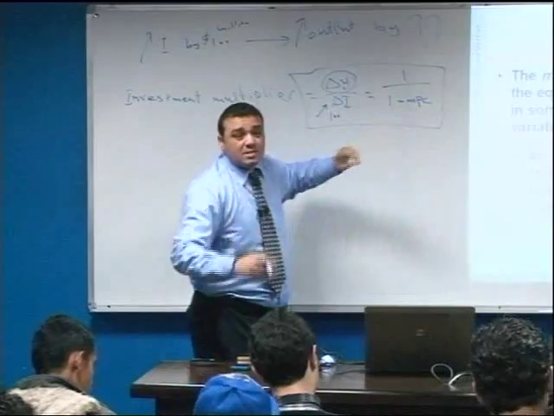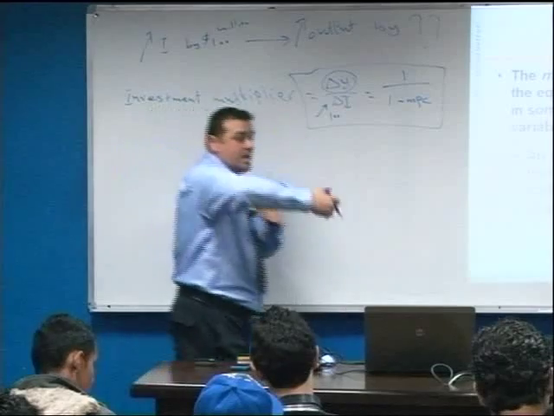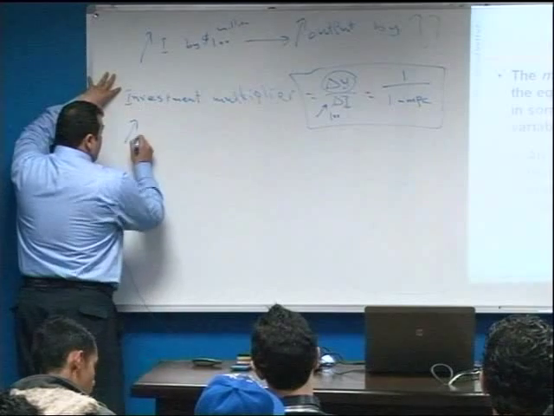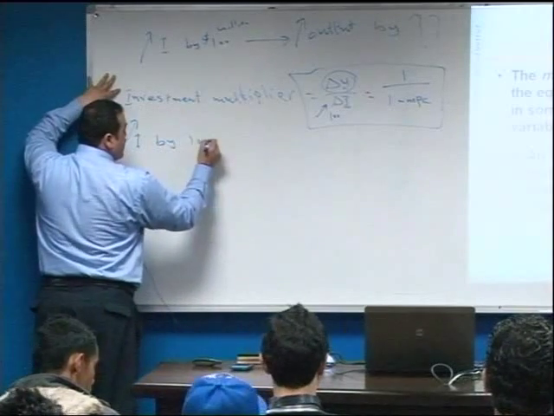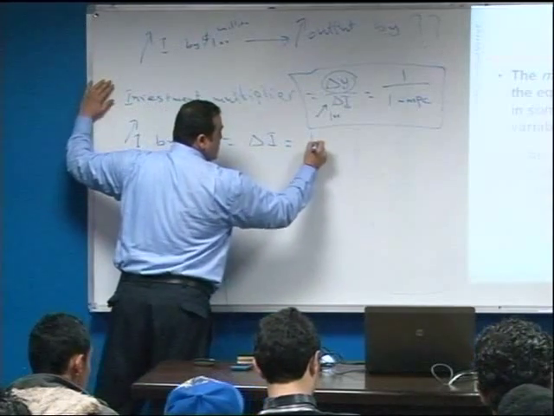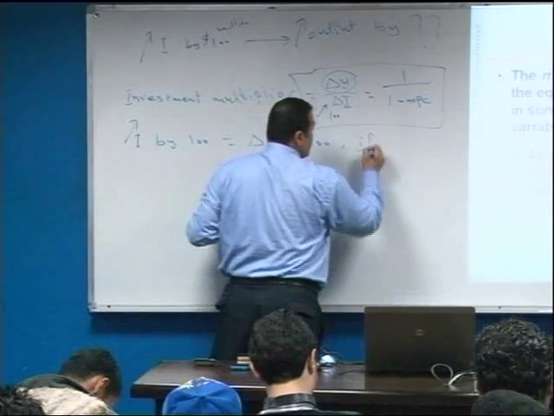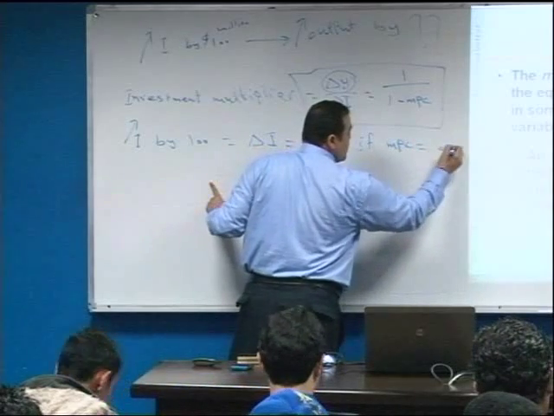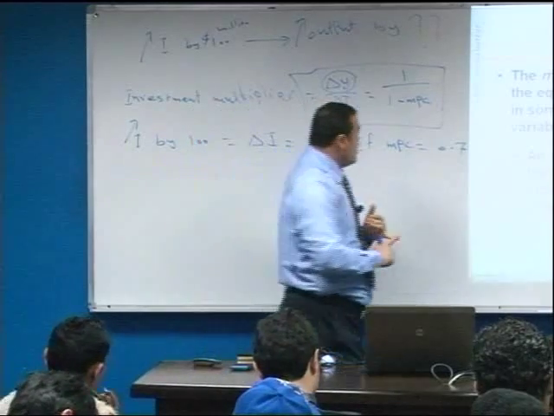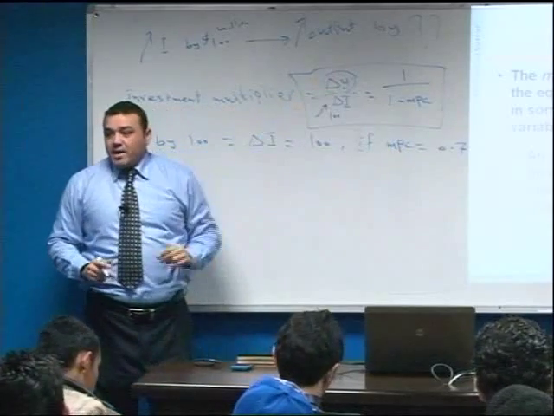Right? So suppose that the government or the business sector decided to increase its investment by $100 million. So increasing I by $100 million, which is delta I equals positive $100 million. If MPC equals 0.70, calculate the increase or the change in aggregate output.